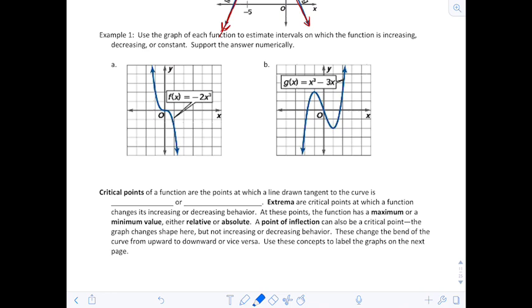In example 1a, use the graph of each function to estimate the intervals on which the function is increasing, decreasing, or constant. Now, in the homework and in the notes, we are not going to do this second sentence supporting the answers numerically. We're simply going to skip that. As we look at this first function, we have a cubic, negative leading coefficient, raised to the third power. So we know that the end behaviors are doing opposite things on the ends. And as x goes to infinity, it is decreasing. That graph should make complete sense if you understand the leading term test that you learned about in Algebra 2, and we've been talking about this week.